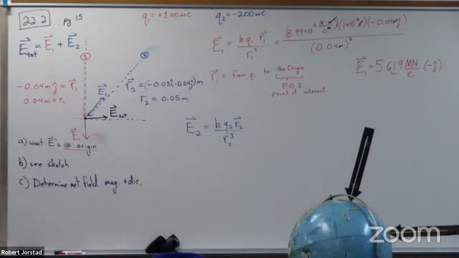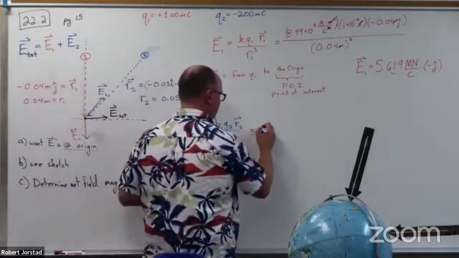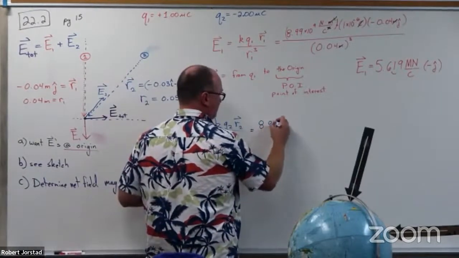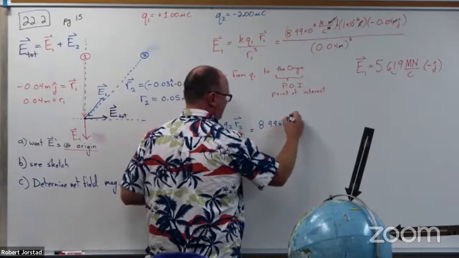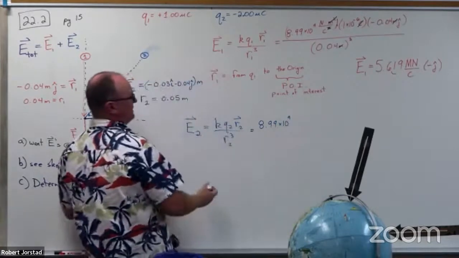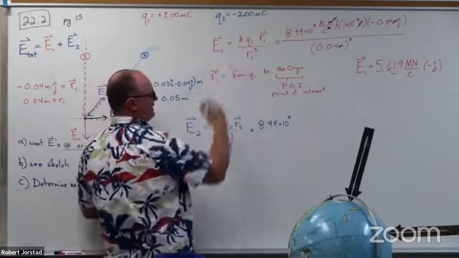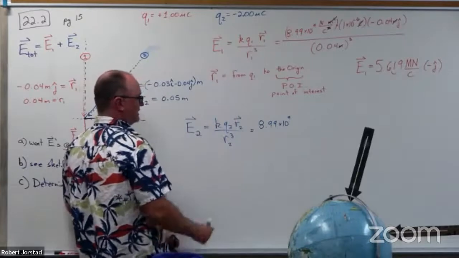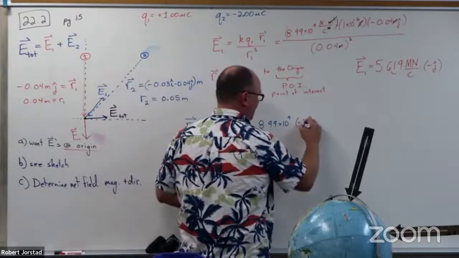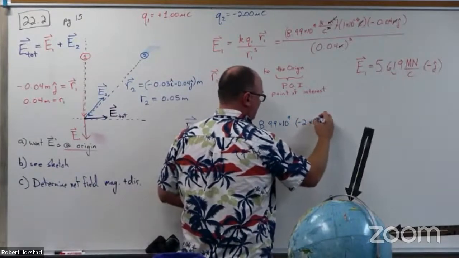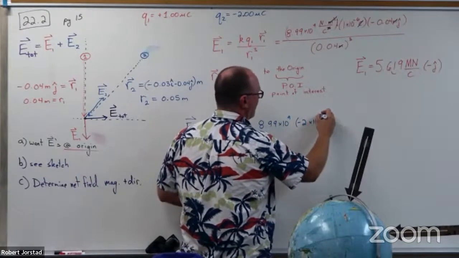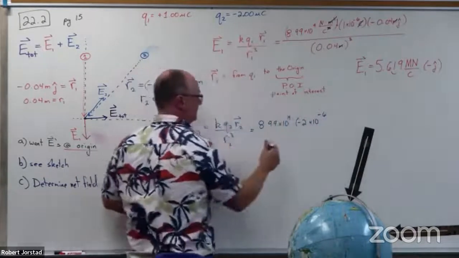Now you could do the same thing for E2, and when you plug in all that junk, well, maybe let's do that. Let's actually write this one out. It's the first one, right? This time I won't do the units because we know what they're going to turn out to be. We know the units are exactly the same. They should turn out to be newtons per coulomb. So 8.99 times 10 to the 9, times negative 2 times 10 to the negative 6, because it's micro.